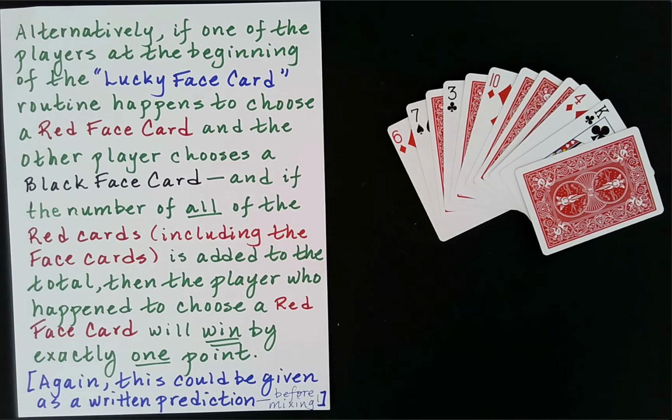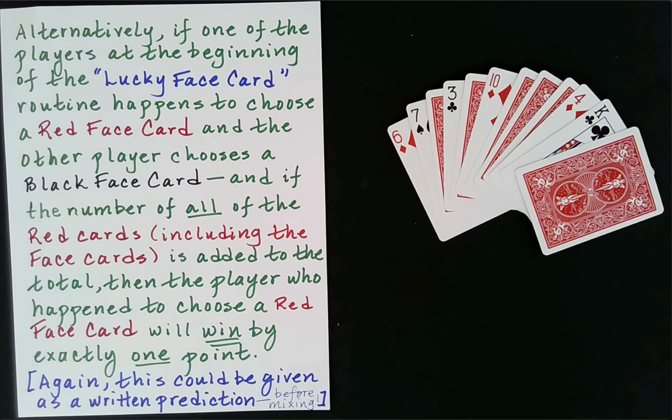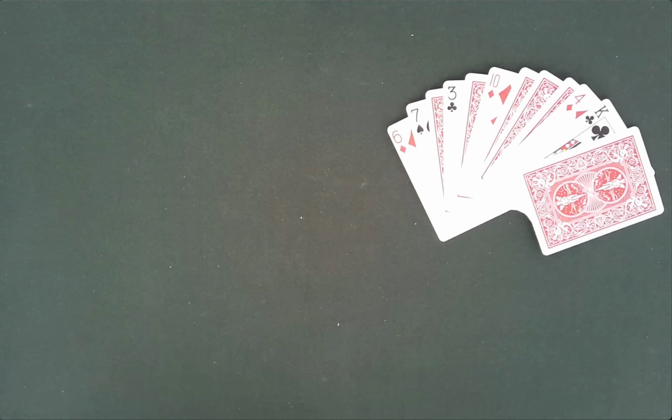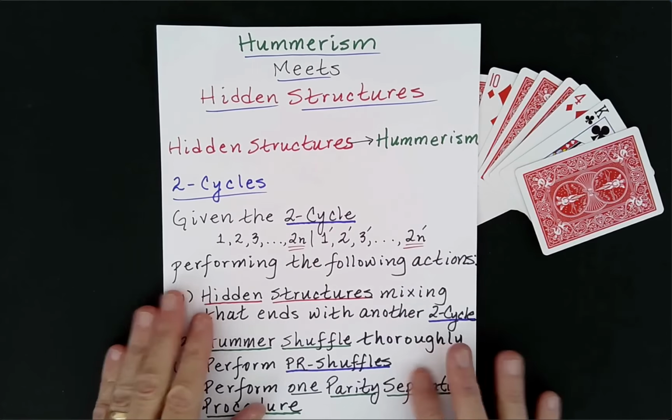If one of the players at the beginning of the lucky face card routine happens to choose a red face card and the other black, and if all the red cards, including the face cards, are added to the total, then the person who chose the red face card will win by 1 point. Okay, very good. So that is the end of the video that shows you this direction.